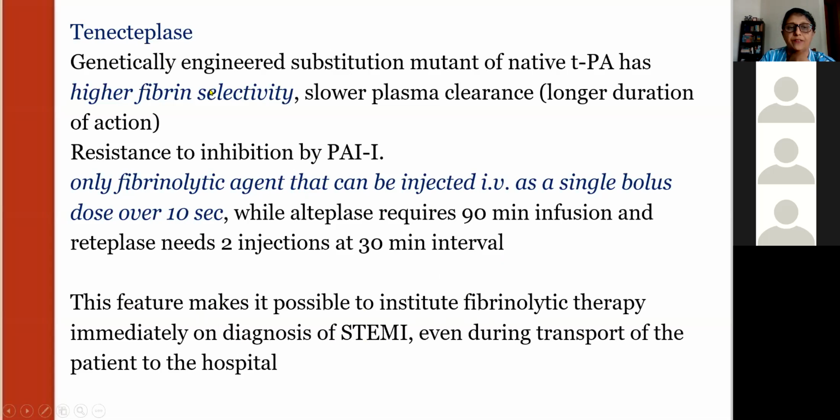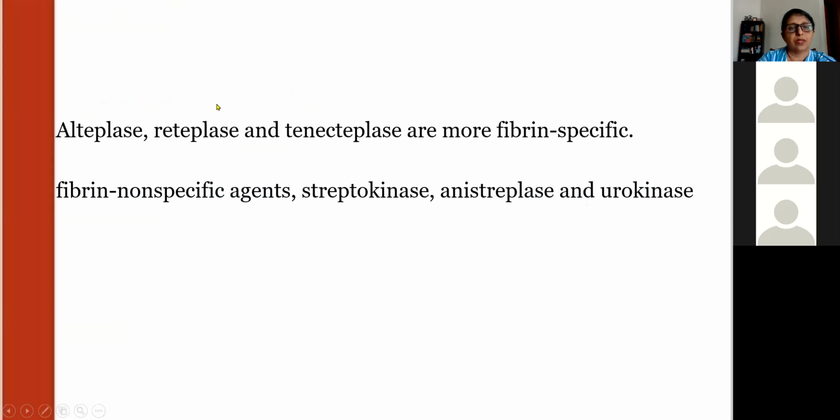This is a highly fibrin-selective thrombolytic agent, and it is also resistant to inhibition by plasminogen activator inhibitor 1. So it is not inhibited. It is one of the important drugs, tenecteplase. So we have seen that alteplase, reteplase, and tenecteplase are fibrin specific, whereas streptokinase, anistreplase, and urokinase are fibrin non-specific.